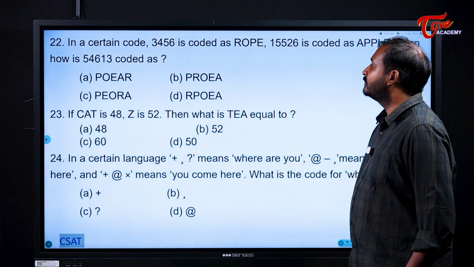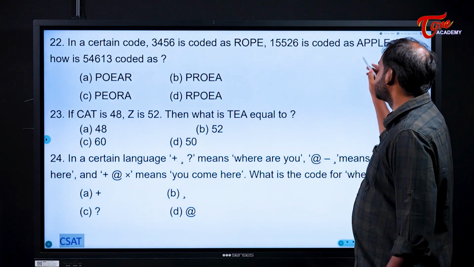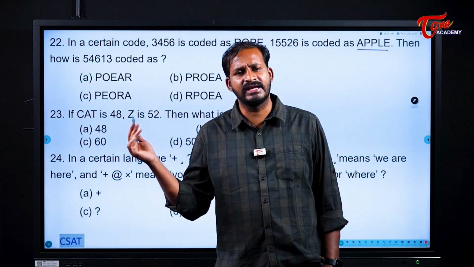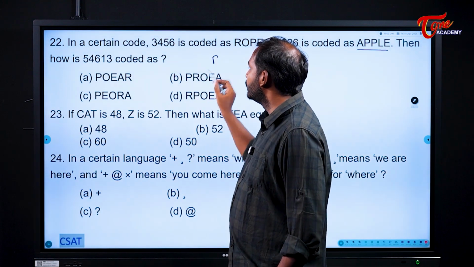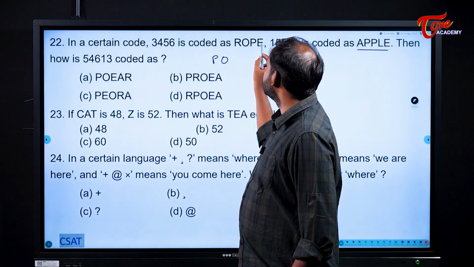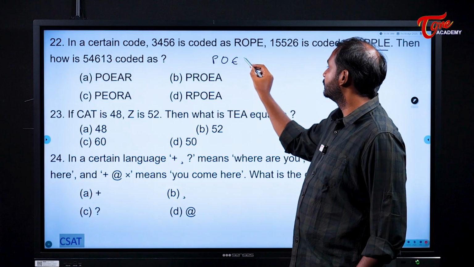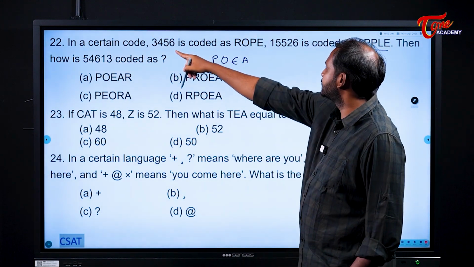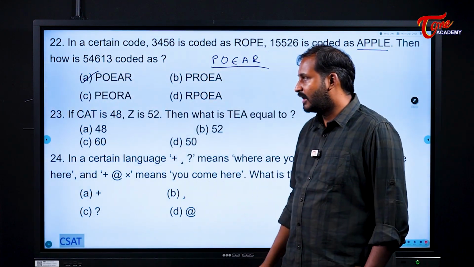In a certain code, 3456 is coded as ROPE, 15526 is coded as APPLE. Then how is 54613 coded? Similar one in reverse order. So 5 is coded as what here actually? P. 4 is coded as what? O. 6 is coded as what here? E. 1 is coded as what in this case? A. And next 3, where we have 3? R. 3 is coded as R. So POEAR. That will be our answer here.